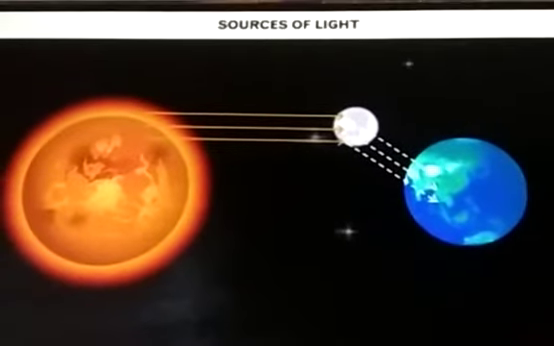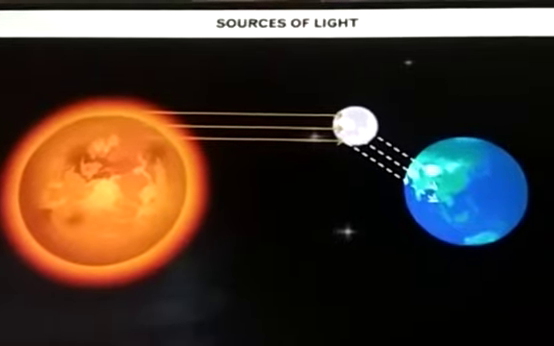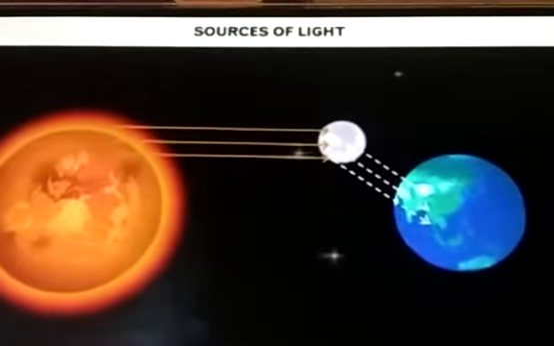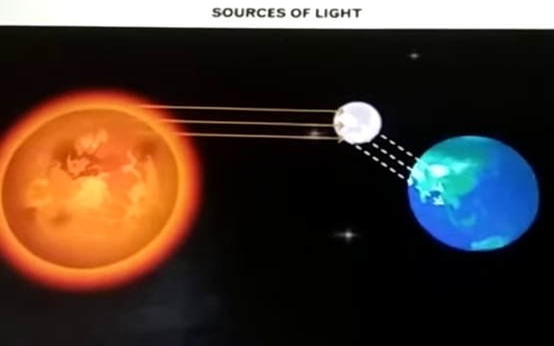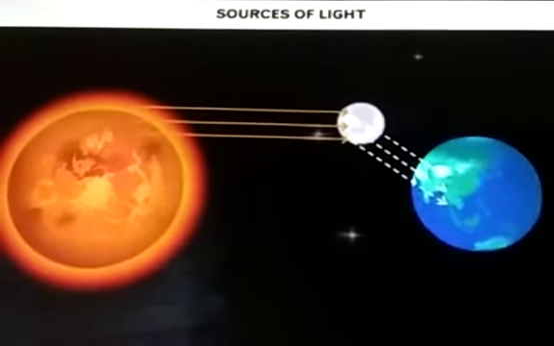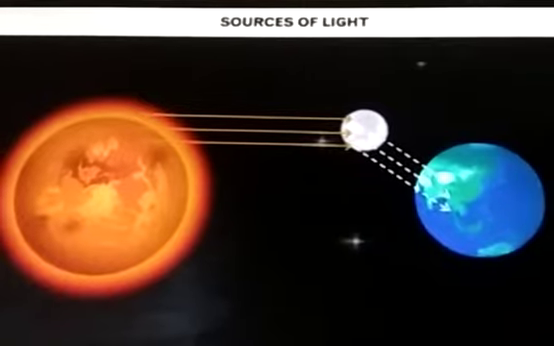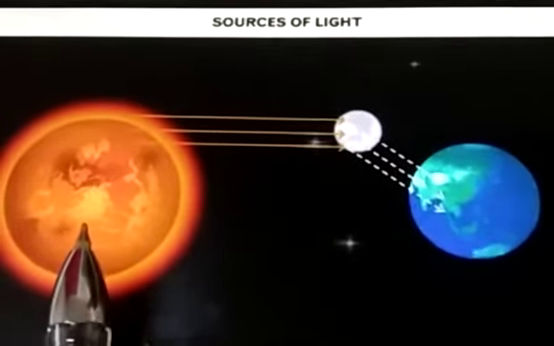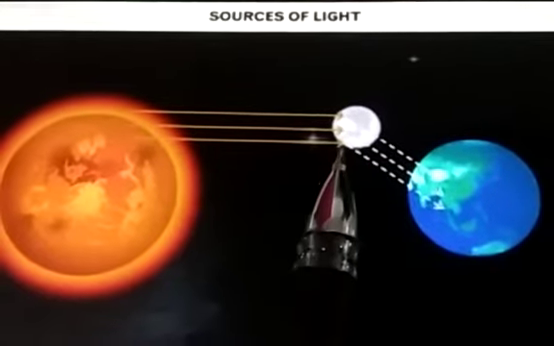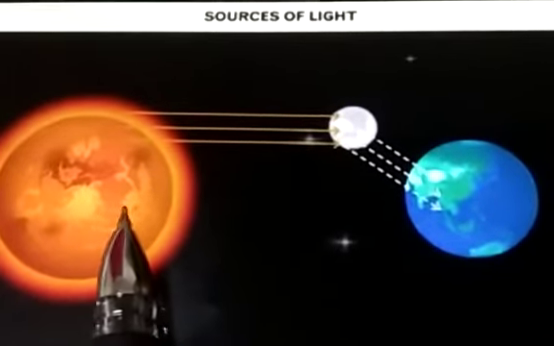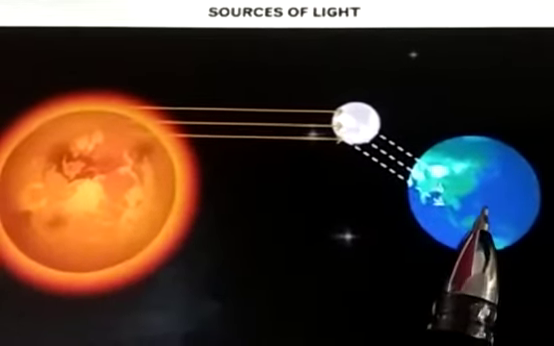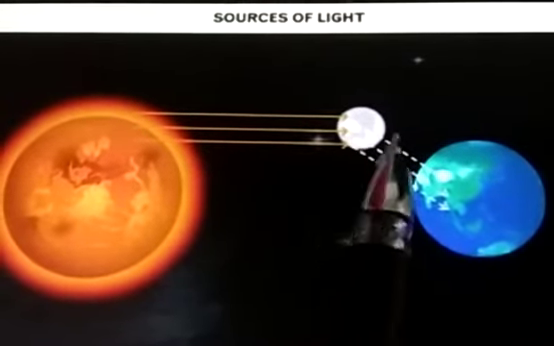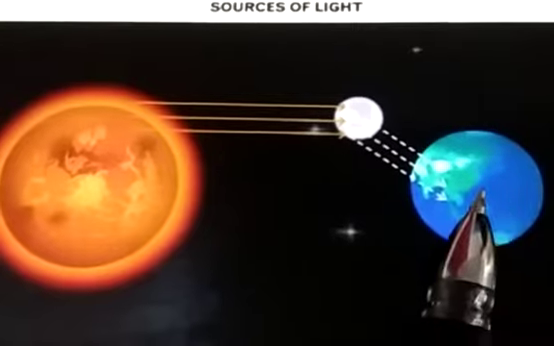As I said, the moon does not have light of its own. So now here you can see how it reflects, or how the moon will be shining at night. What happens here is the moon comes in between the sun and the earth. The sun rays fall on the moon, and that part of the moon can be seen from the earth.